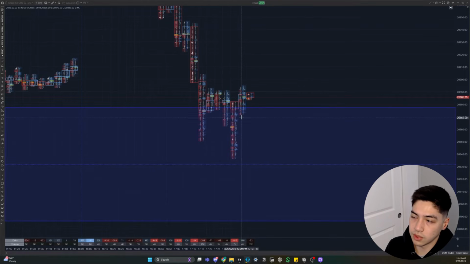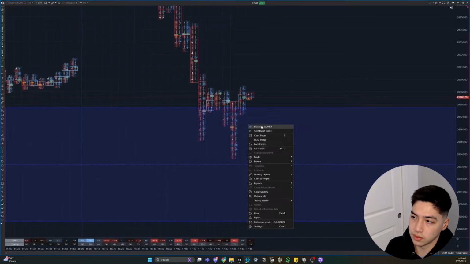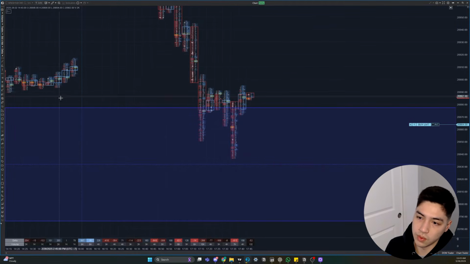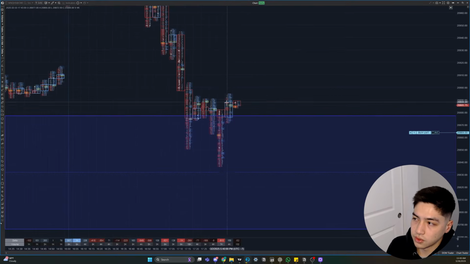So what we're going to be looking for is placing our limit order maybe 1 or 2 points above the POC of the candle. So we'll place it right here. And then we are going to be placing our stop right below this candle. And we are going to be going for a 1 to 2 risk to reward. So let's see if price wants to tag us into this position.